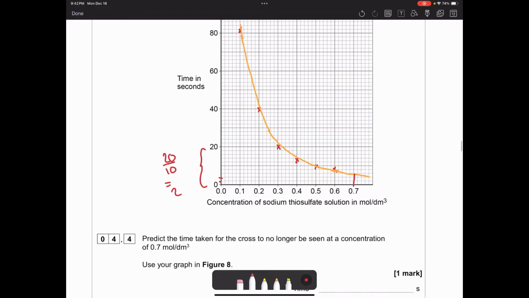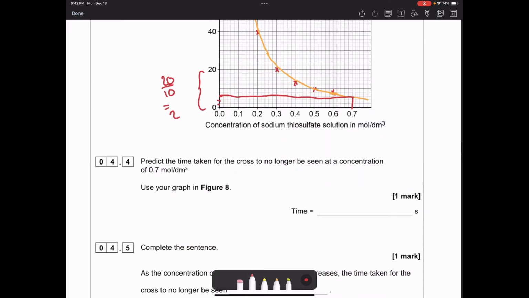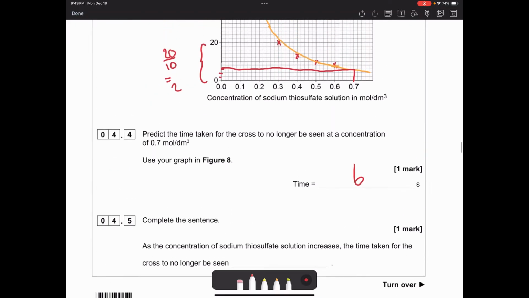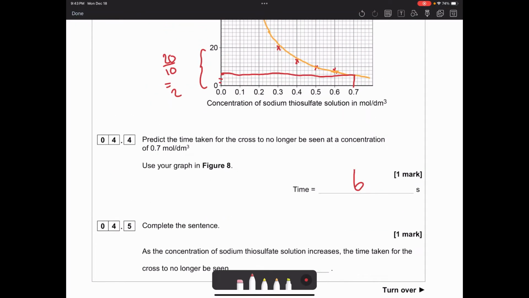So I go up, then I go across to my y-axis. I can see I'm 3 little squares up. Obviously you would use a ruler. That would be about 6 seconds. Okay, so I'm extrapolating using my line of best fit.